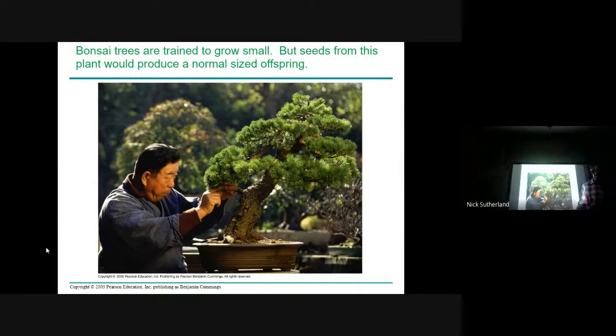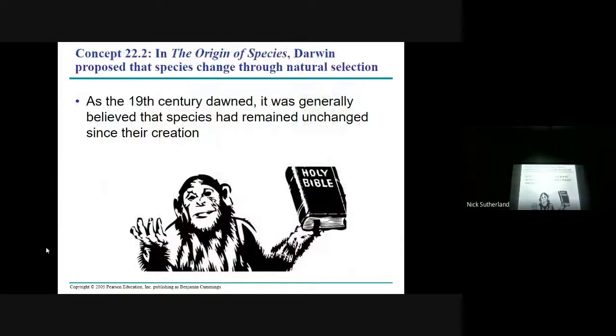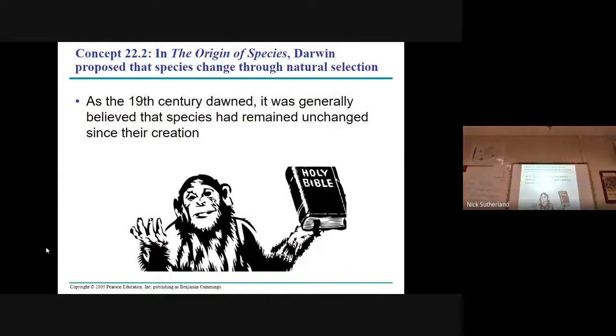The same way if I took steroids and trained my muscles to get big, they would get big, but I would not pass that on to my child. This tree is not going to pass the fact that it's been trained to grow small onto its children. The same way that even if that giraffe did stretch its neck muscles just a little bit, it's not going to be able to pass that on to the next generation. But those ideas stuck in Darwin's head, and he came up with these new, revolutionary, groundbreaking ideas.